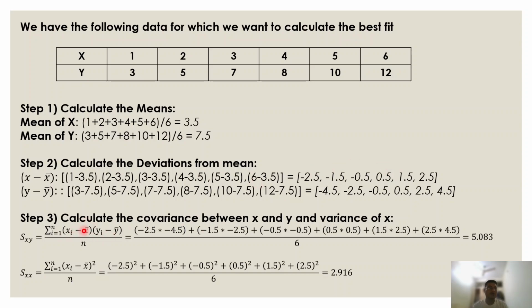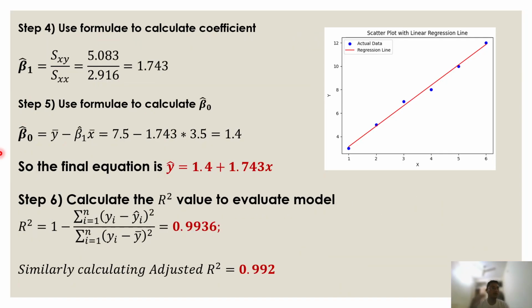Now I calculate the variance by multiplying all those values. I get the covariance between x and y, Sxy, as 5.083, and the variance of x, Sxx, as 2.916. With that, I know the formula for beta 1, the slope of the line. Sxy divided by Sxx gives 1.743. That's the answer I got.